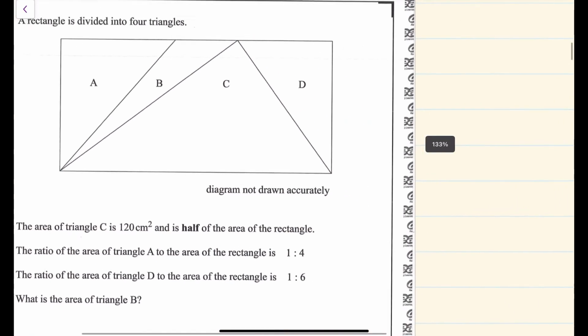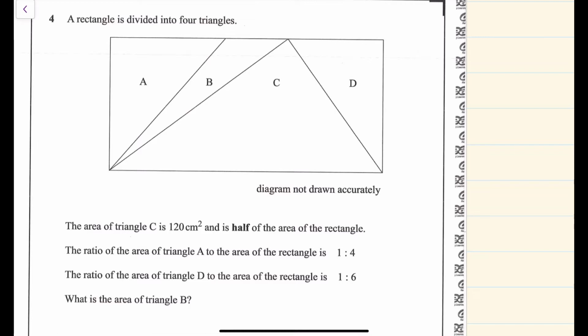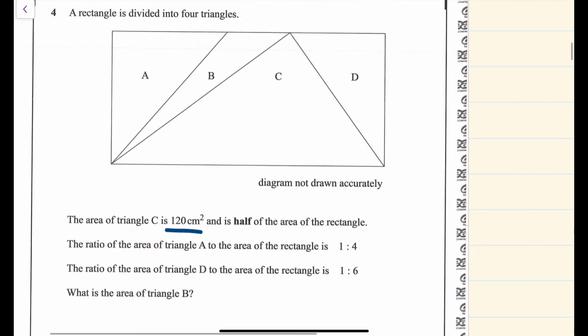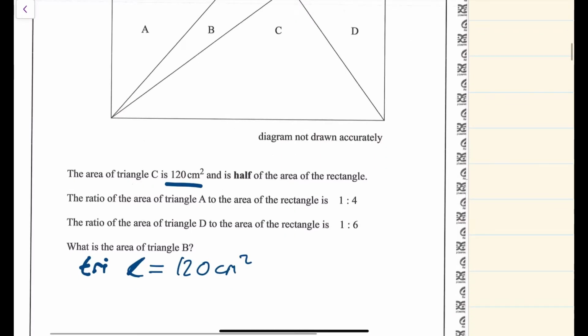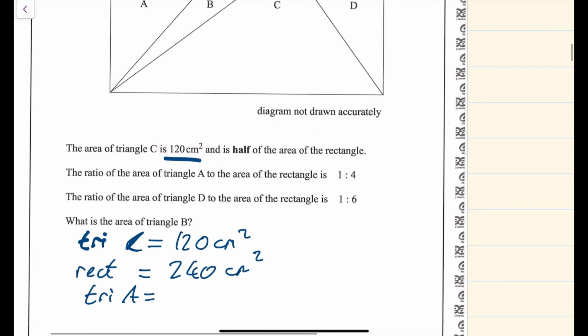Okay, next question says, you've got this weird shape here, rectangle divided up into triangles. The area of the triangle is 120 centimeters squared. So triangle C is 120 centimeters squared, which is half of the area of the rectangle. That means the rectangle is 2 times that, so it's 240. And then it says the ratio of triangle A to the area of the rectangle is 1:4. That means triangle A is 1/4 of the rectangle. So 240 divided by 4 is just going to be 60 centimeters squared.